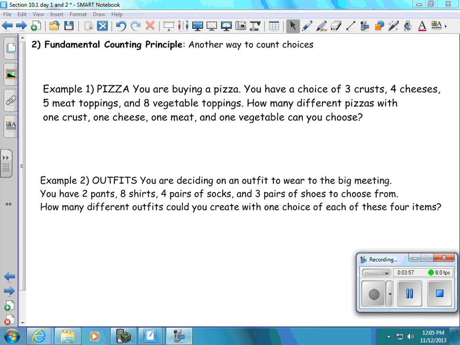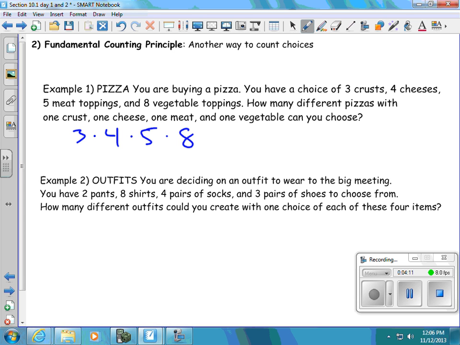So if we're just going to pick 1 from each of those, they're all independent of each other. So what we do is we say, okay, there are 3 crusts times 4 cheeses times 5 meat toppings times 8 vegetable toppings. And we just put that in our calculator, and we get 480 total pizzas given those constraints.